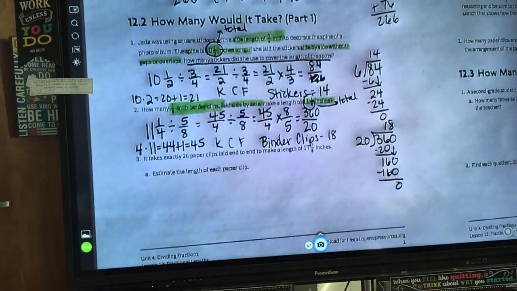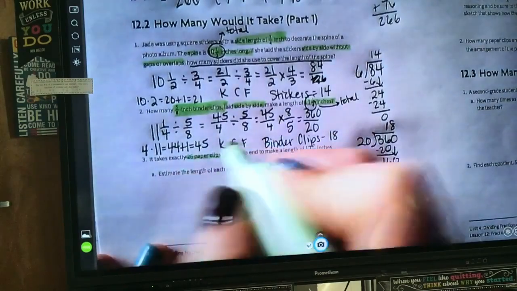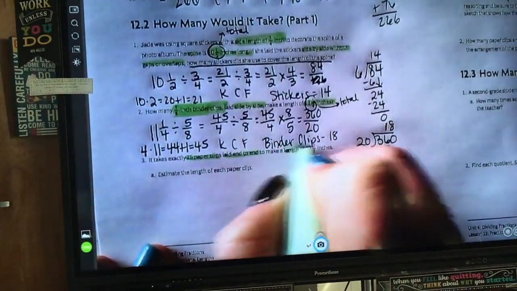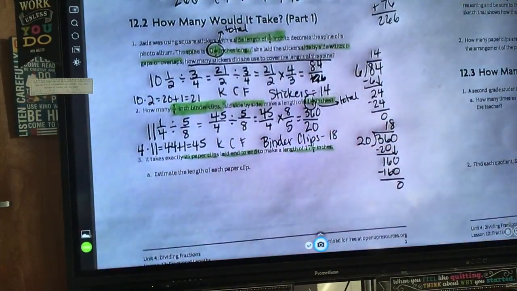All right, this next question: it takes exactly 26 paper clips laid end to end to make a length of 17 7/8. Estimate the length of each paper clip. So I want you to think for a second, and then tell me how long you think the paper clip is. Again, we know that 26 paper clips laid end to end make the length 17 7/8. Take about 30 seconds and then stand up. You're just guessing, so it's okay.